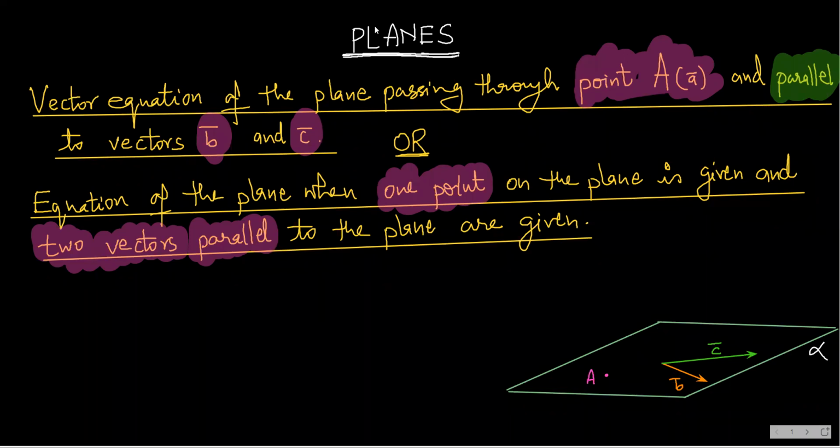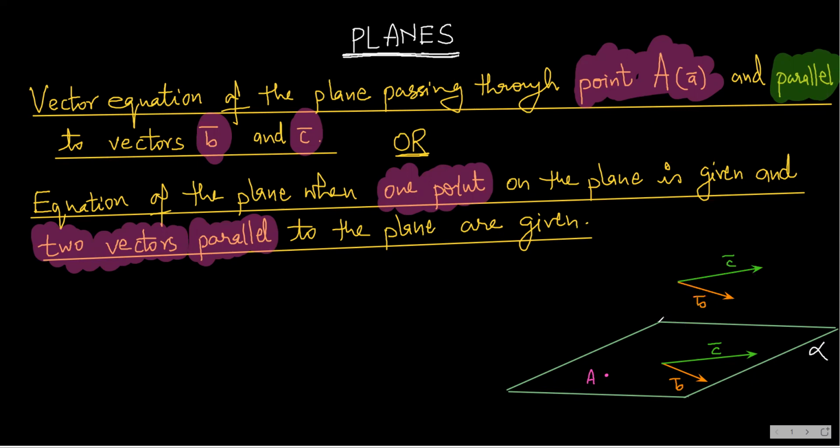But remember, it could have even been this way. See, B bar could have been here and vector C bar could have been something like this, you know, in space. Now what do you notice? Once again, the same thing, no? This is C bar and this is B bar, and these two vectors are parallel to the plane.